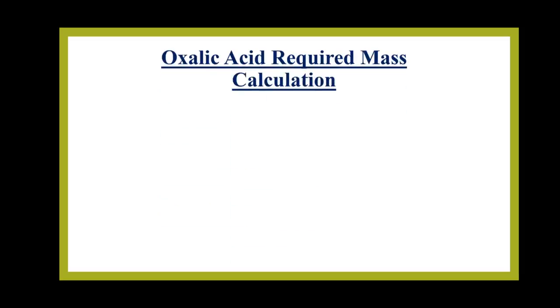So now the most important part of that practical, right, which is the calculation of the required mass of oxalic acid. Because we have to prepare an oxalic acid standard solution, and for that how much oxalic acid will be required, we don't know. So let's see how we can calculate the mass or amount of that particular substance which we will use for the making of that standard solution, right?